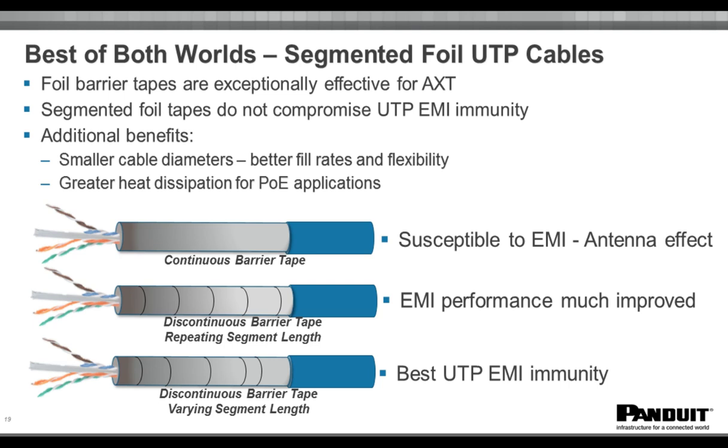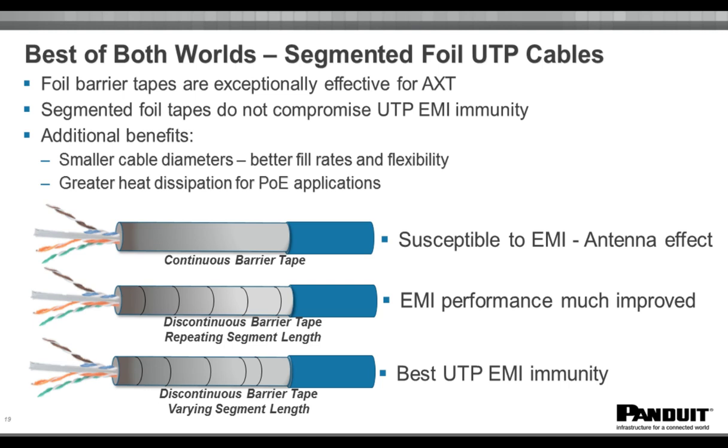There's also another design where we break that tape into segments, and the EMI is much improved. Panduit has done a lot of research in this area, and we've found that we get the best UTP EMI immunity if we break those segments into a varying segment length. So that's the best UTP EMI immunity you can get.